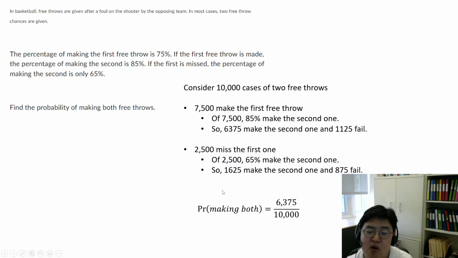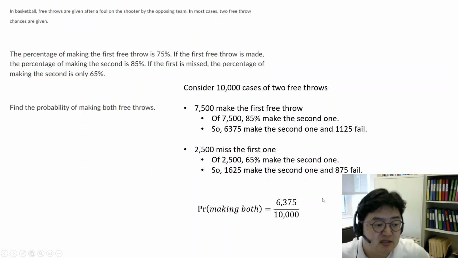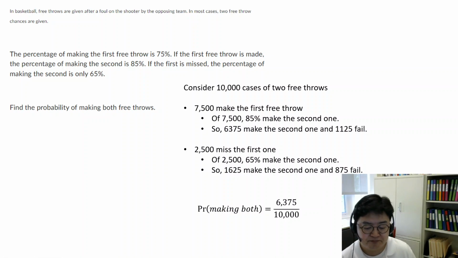And then as a result, what we are interested in is the probability of making both free throws unconditionally. So the denominator is 10,000, and the event of making both free throws is only this type. So out of the 4 different types of outcomes, we are calculating this probability. So it's easy, 63.75%. Okay, so that is how you calculate unconditional probability.